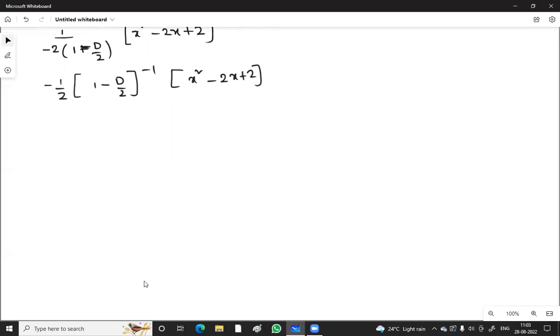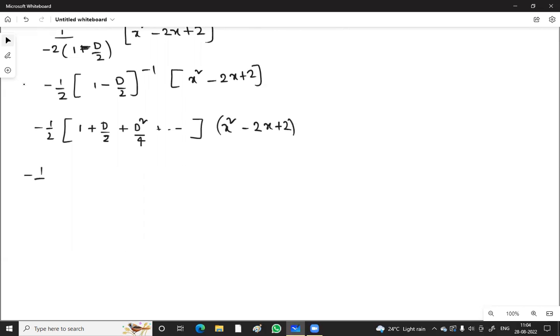You can write it like 1 minus x whole to the power of minus 1, 1 plus x square, like that terms will come. So minus 1 by 2, if you expand this, 1 minus x whole power minus 1, 1 plus x square. The x cube term is not required because that term you will get 0. You have to operate on x square minus 2x plus 2.